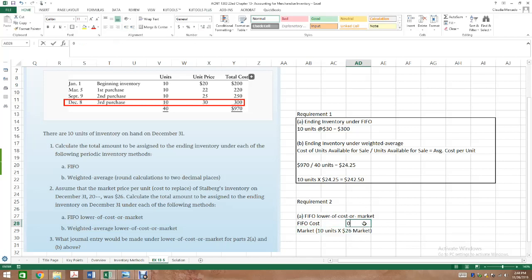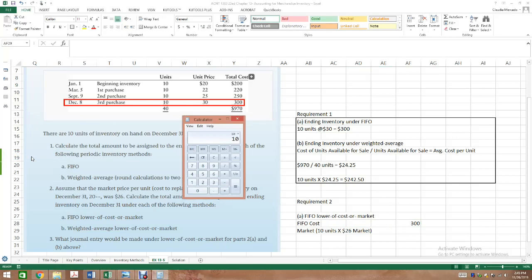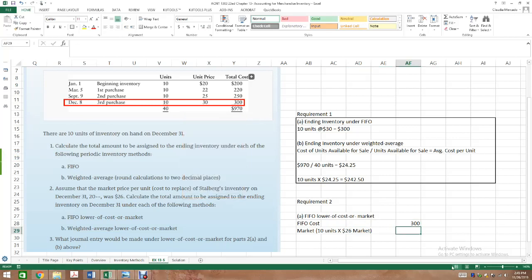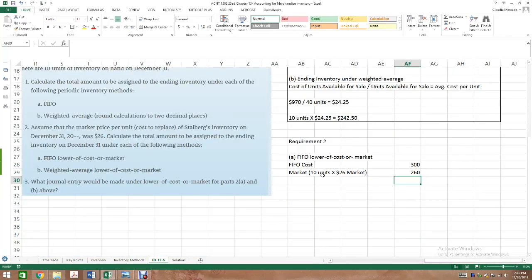Let me move this over a little bit here so that way we can get more space. So that's 300. So 10 times 26, that should be 260. 10 times 26, that's $260. Okay. So according to my FIFO cost method, my inventory is valued at $300. Okay. According to my market, my inventory should be valued at $260.